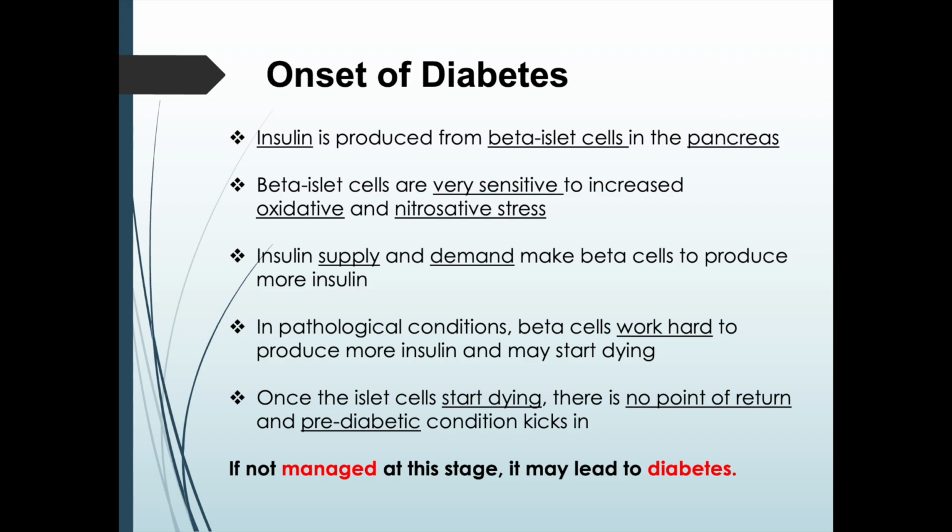That stress, overloading of production of insulin also can kill the beta cells. In pathological conditions, beta cells work hard to produce insulin and may start dying. And once the islet cells start dying, there is no point of return, and pre-diabetic condition kicks in. What is an islet cell? I am going to show that in the next slide. And if not managed at this stage, it may lead to diabetes.